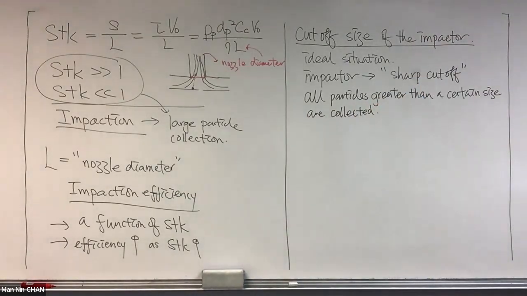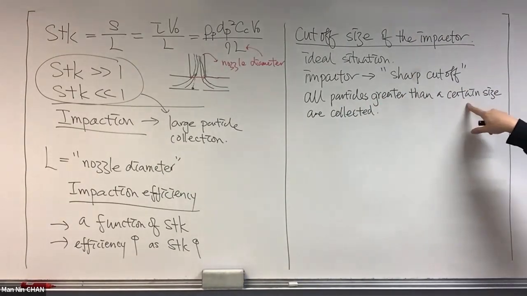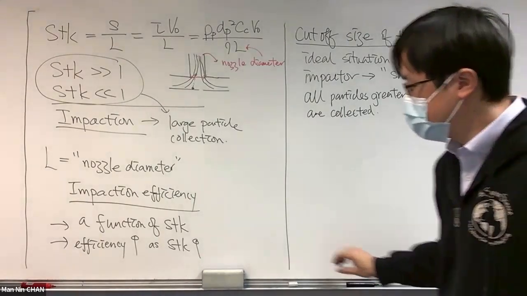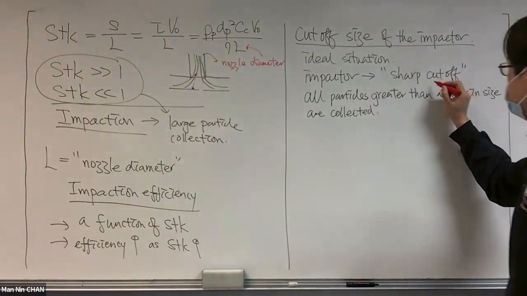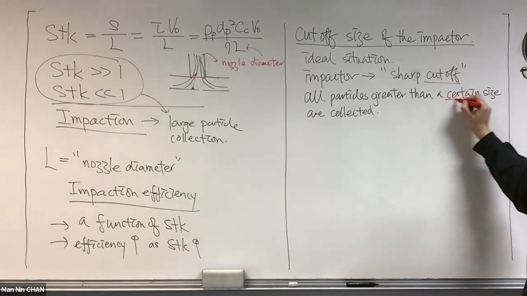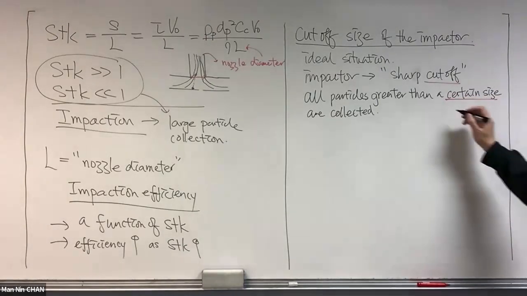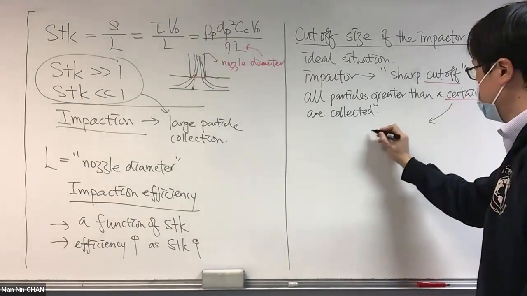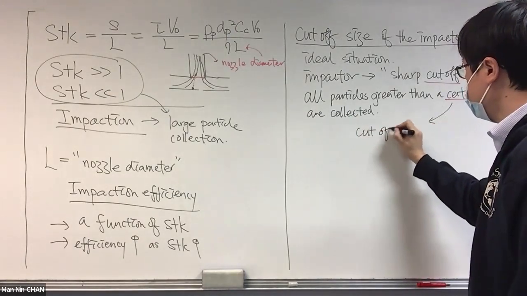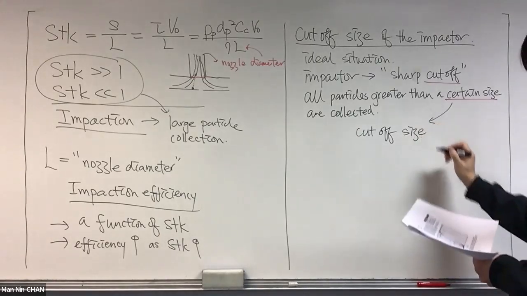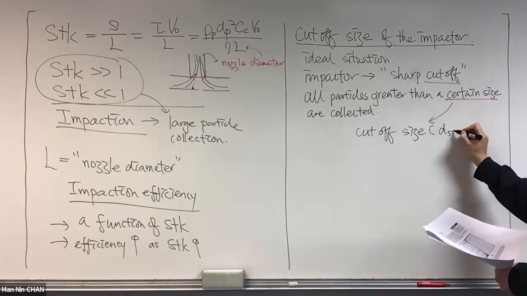On the other hand, if all the particles are smaller than this certain size, they just pass through, so no collection. Therefore we call this a sharp cutoff, or cutoff size, or this certain size. We give it a name, called cutoff size, and then we call it D50.